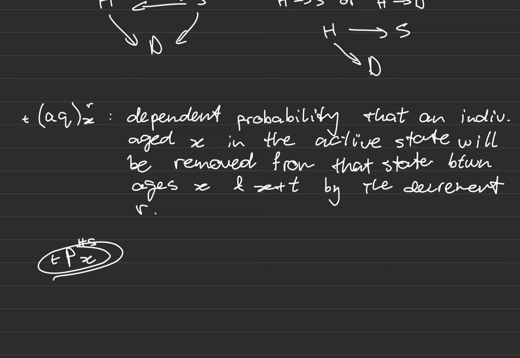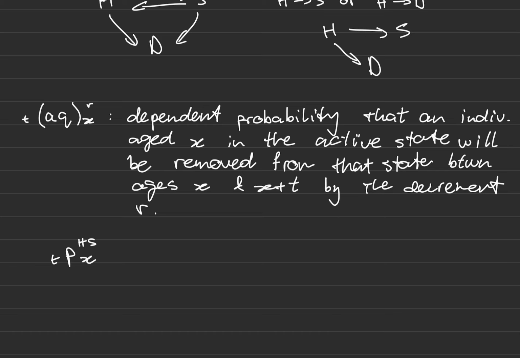Now, it also differs because this particular person could go to the sick state and then could potentially die, okay? But that's not what we're interested in. We're just interested in the fact that they were removed from the healthy state by the decrement of sickness. Here, in this scenario, they could be removed from the healthy state by sickness or not. So they could stay in the healthy state and right at the end be removed in sickness.